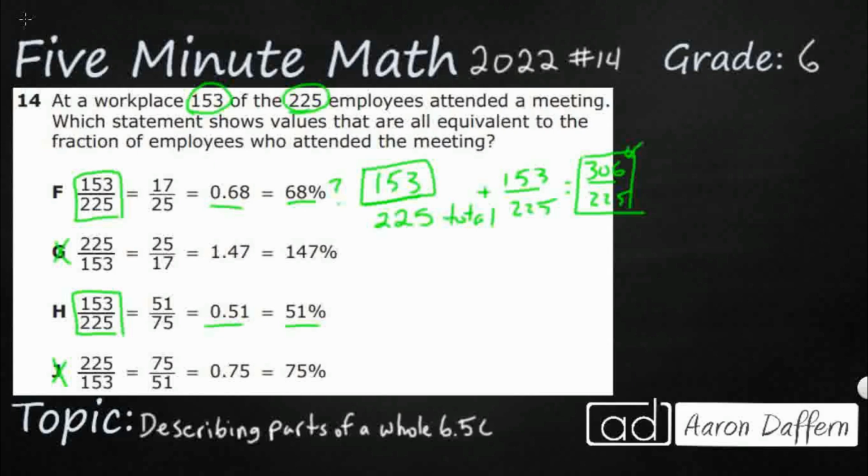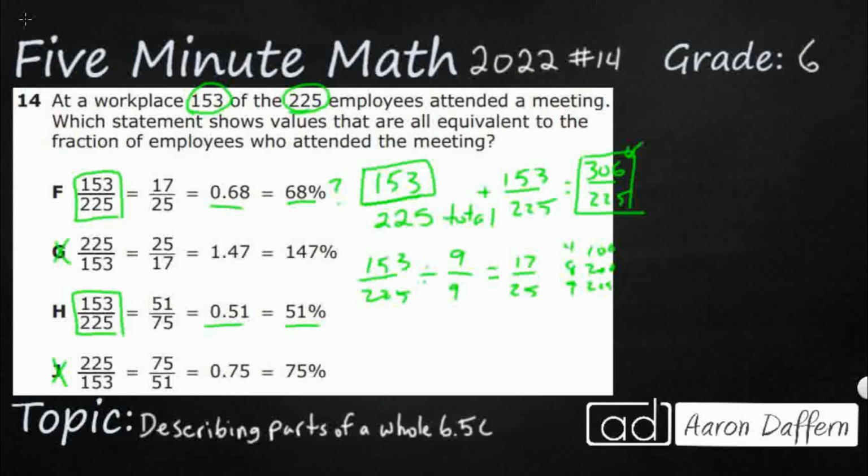So let's operate off of F and see how we got there. If we're doing 153 over 225, that means we're dividing by something to get down to my denominator of 25. I'm not sure what in the world you're going to do to get 153 to 17, but I could do 225 to 25. If I count by 25s, 100 has got 4 25s, 200 has got 8 25s, so then 225 is going to be 9. So it looks like we're dividing by 9s.